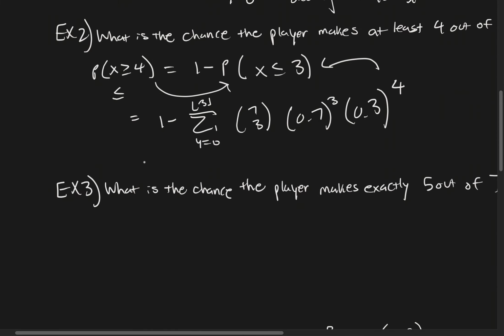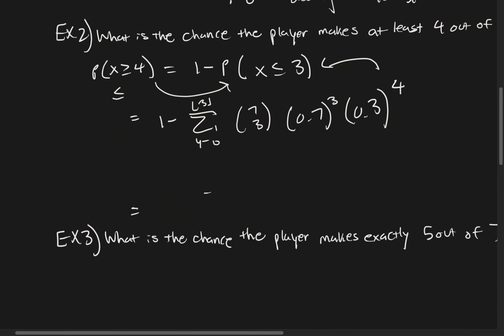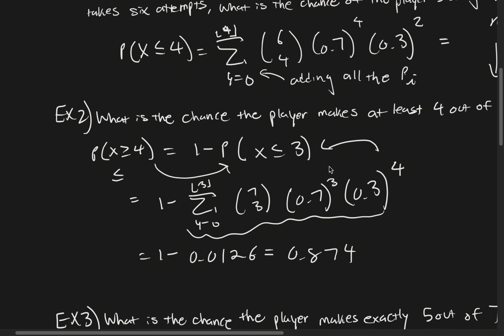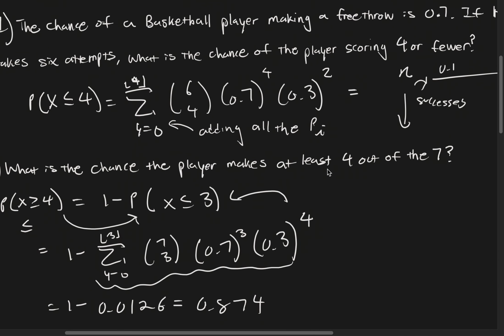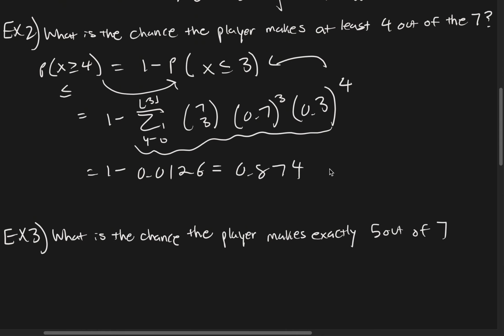So this can be rewritten as 1 minus, if you use the Bernoulli table for this part right here, you'll get 0.0126. And this is the result if you subtract it from 1. So again, the player has a fairly high chance of making at least 4 out of 7, given that there's a 70% chance of making each shot, which again intuitively makes sense.